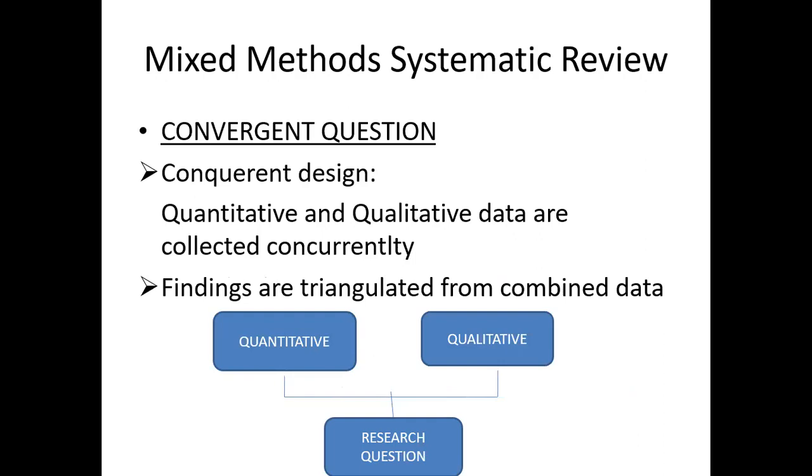Convergent questions. If you have convergent questions, it's like an open-ended question. The answer is not known, but you need to provide just the answer, not your thinking at that time. So if you have convergent questions, you can decide to use the concurrent design, where you collect the quantitative and qualitative data at the same time.